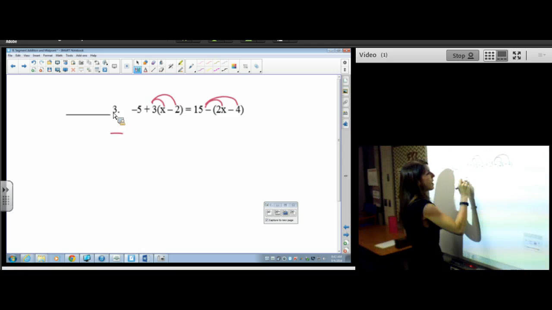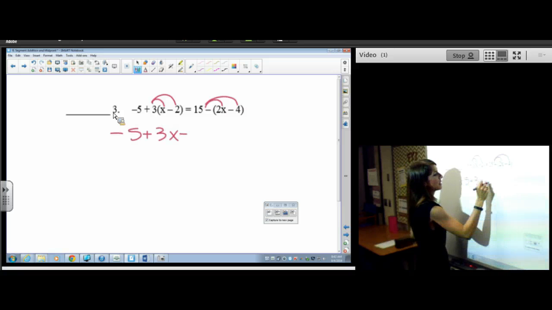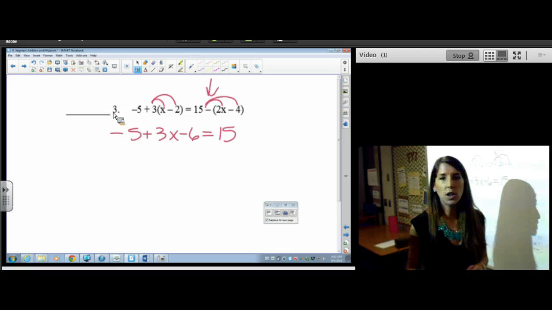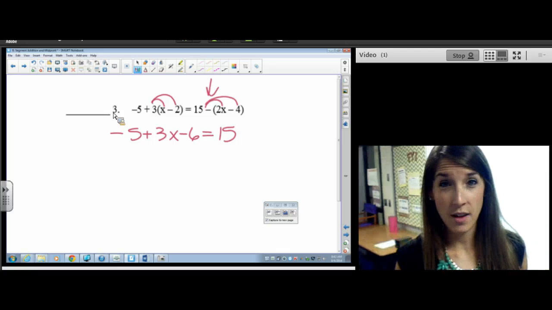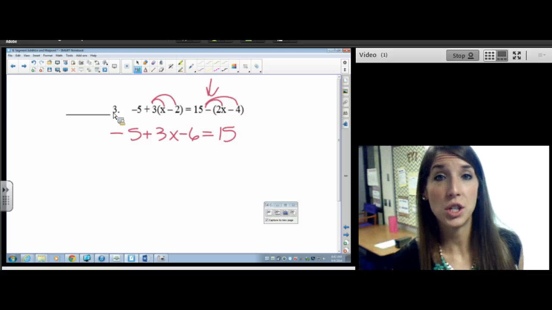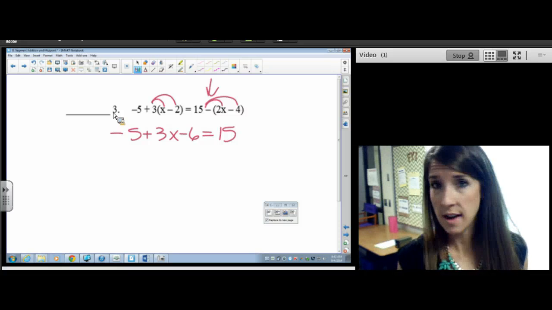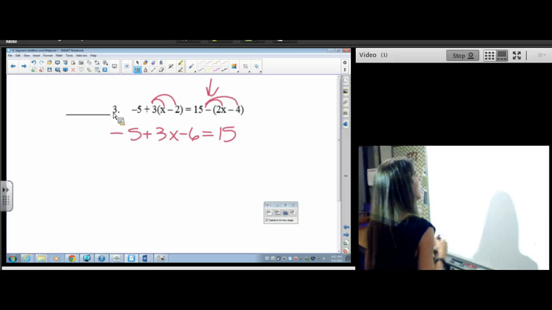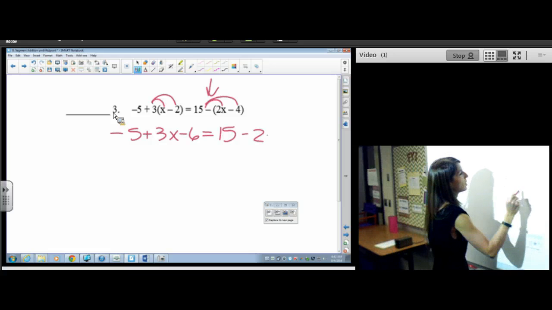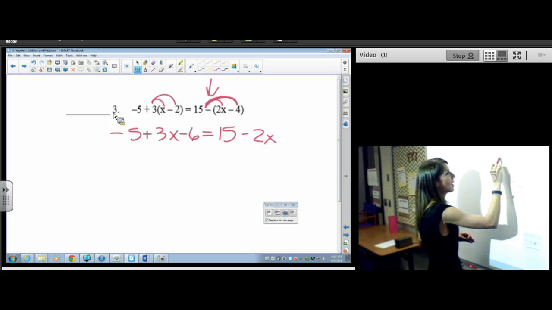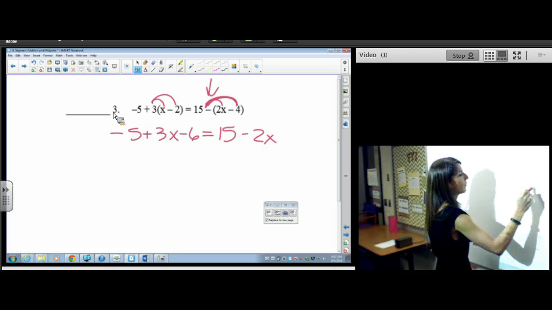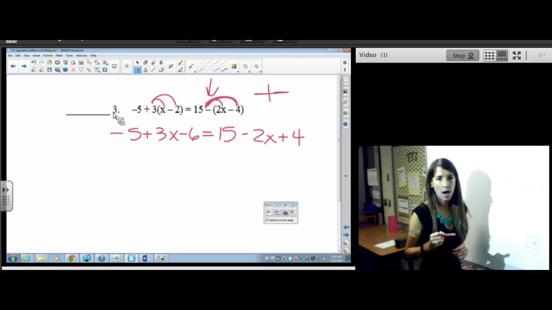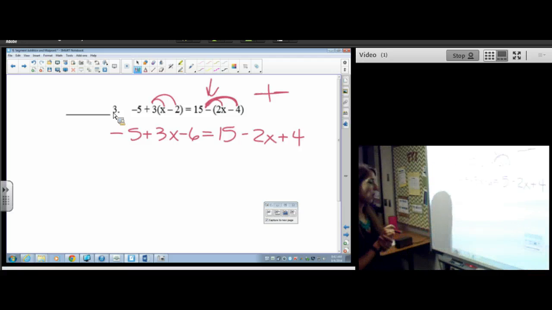So we have -5 plus 3x minus 6 equals 15. And a lot of you might have forgotten to distribute that -1. Do you see how there's an understood -1 there? The 1 is not written, but it's there. So you need to distribute that -1. So 15 minus 2x, and then when we bring it here, a -1 times a -4 is a +4. The negatives turn into a positive. So that could have messed up your whole problem.